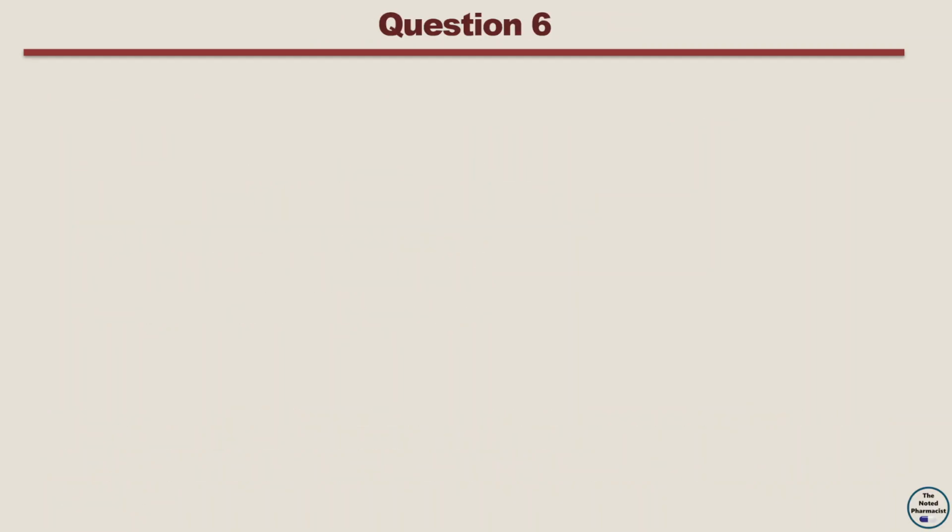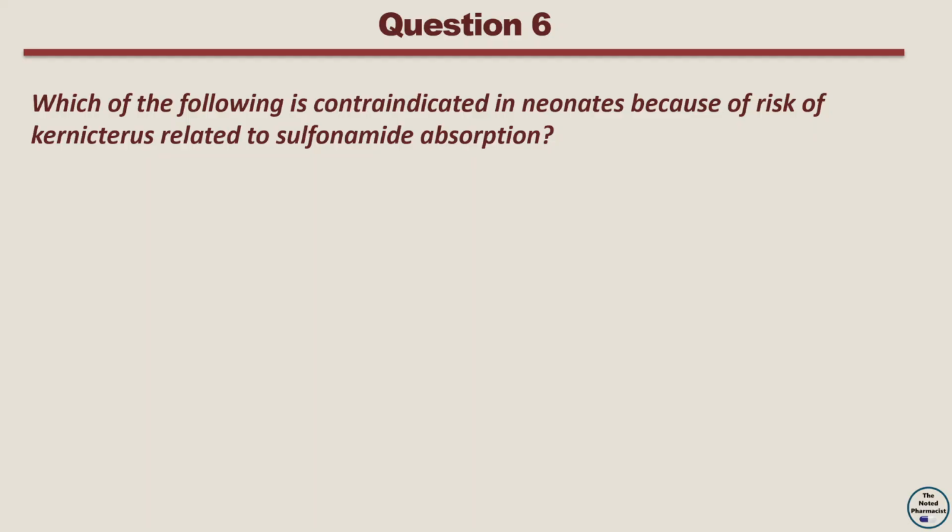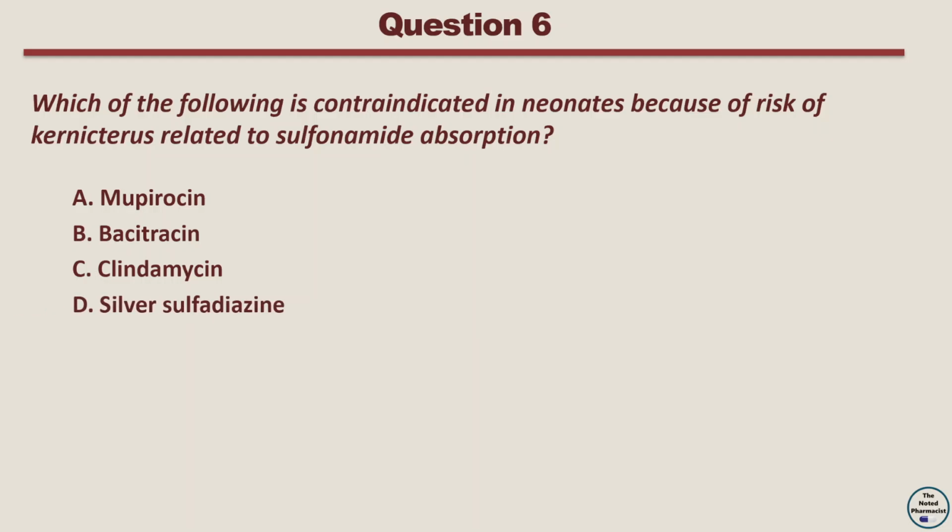Question 6. Which of the following is contraindicated in neonates because of risk of kernicterus related to sulfonamide absorption? Option A, mupirocin. Option B, bacitracin. Option C, clindamycin. Option D, silver sulfadiazine. Option E, retapamulin.